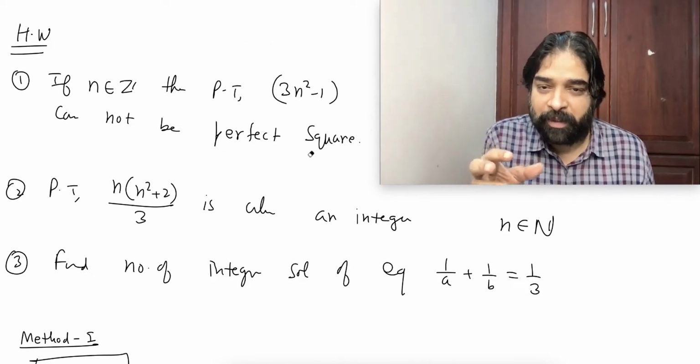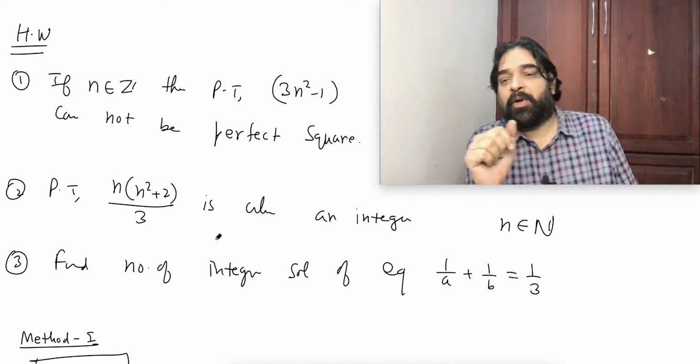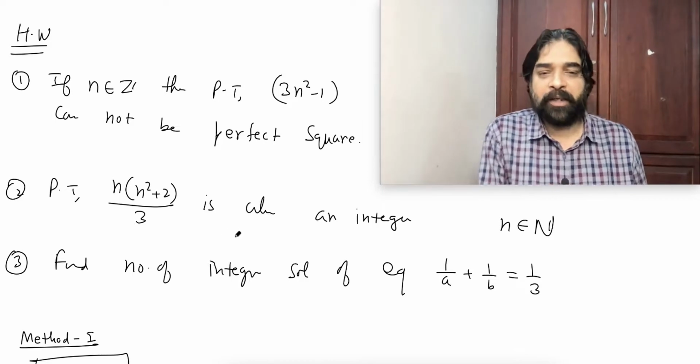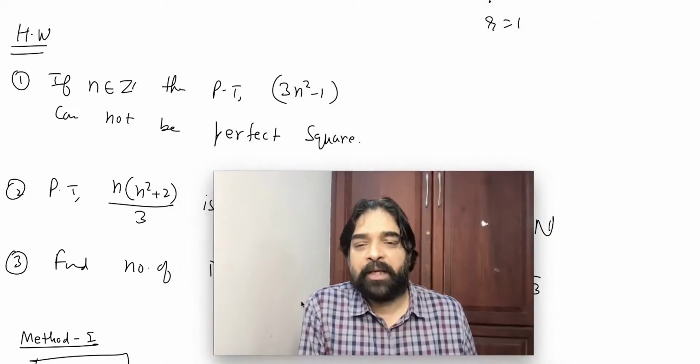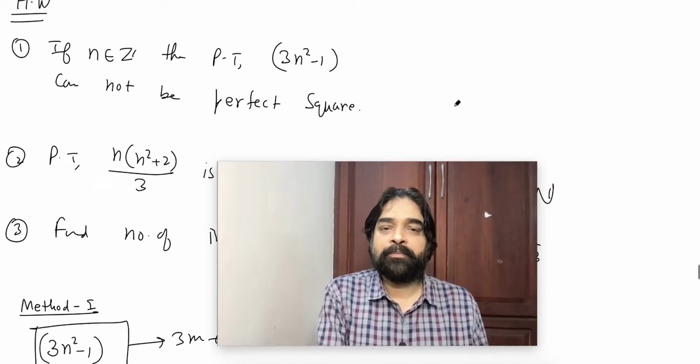So actually I gave the wrong question, I'm sorry. This was going on in my mind and I mentioned that one. So n into n square plus 2 by 3 is always an integer. Now I hope nothing is great about this question. It's very simple. Easily you can tell how it will be solved.